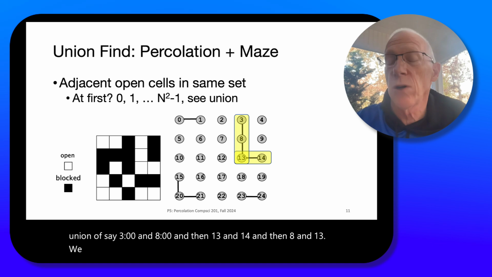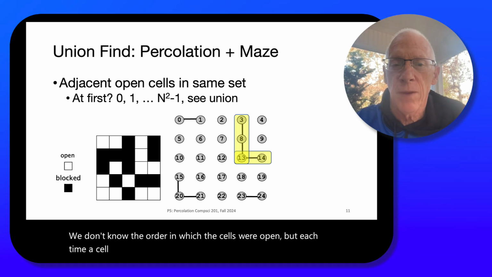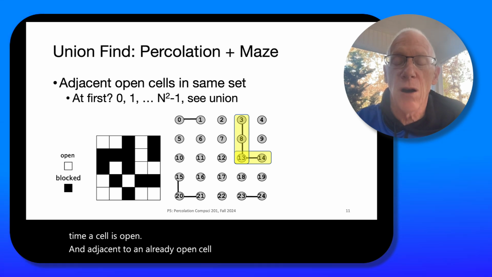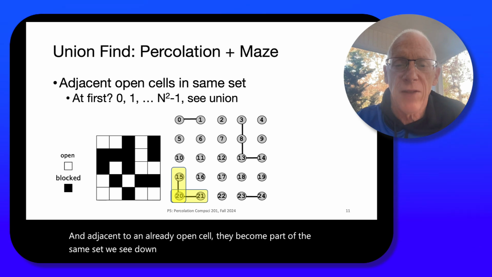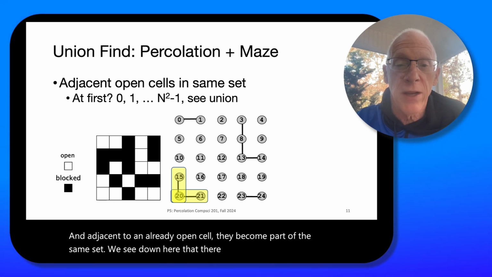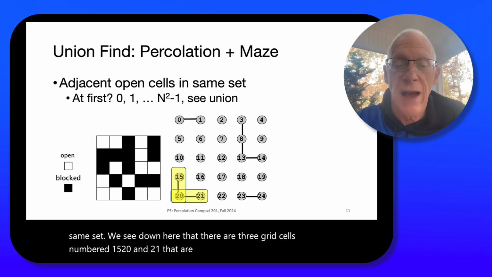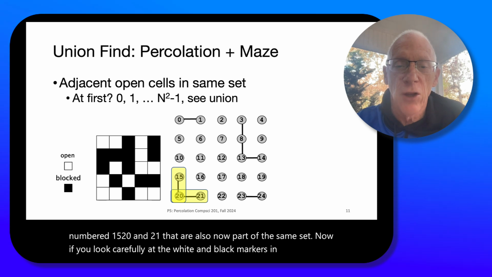We don't know the order in which the cells were opened, but each time a cell is opened adjacent to an already open cell, they become part of the same set. We see down here that there are 3 grid cells numbered 15, 20, and 21 that are also now part of the same set.